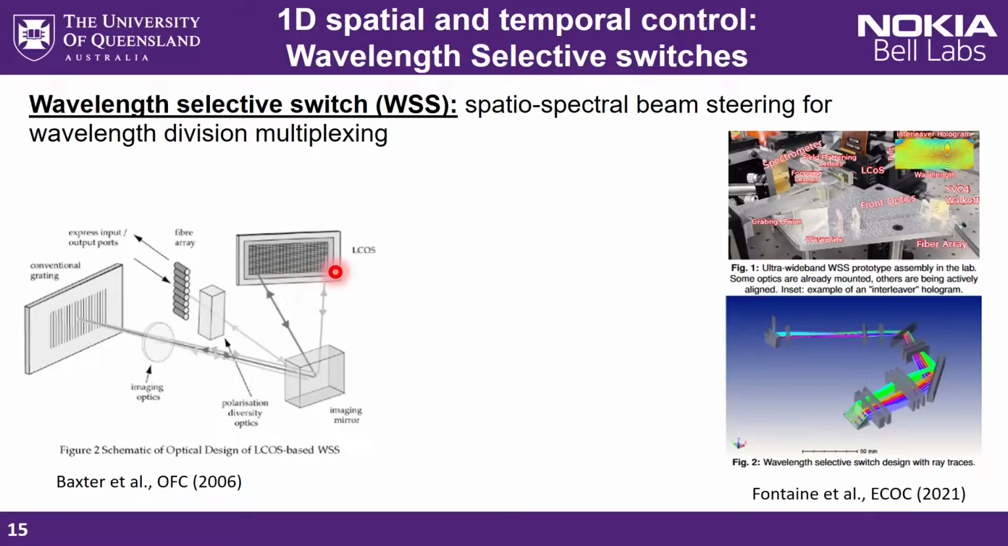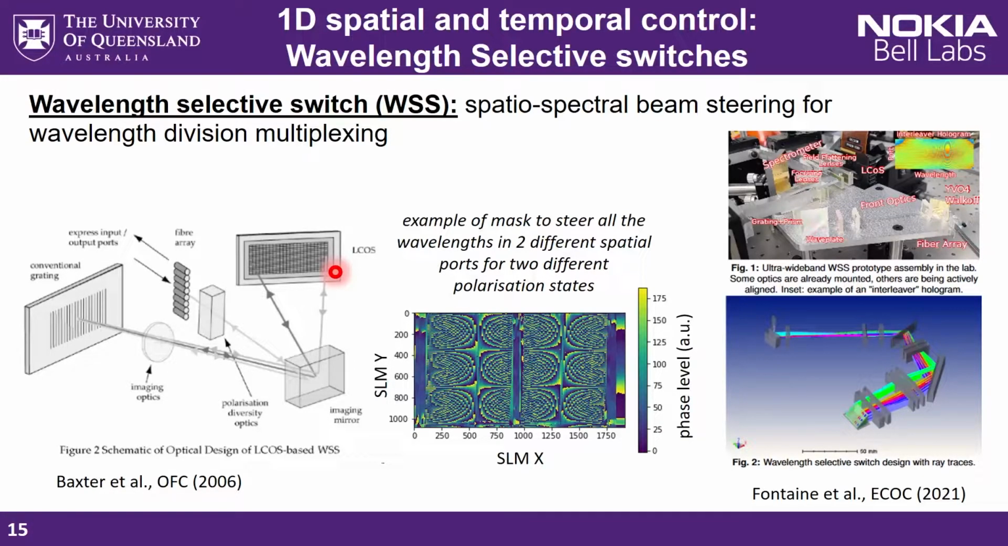Such a method enables specific correlation between the spatial angle and wavelengths, as a tilt is usually displayed on the SLM across the vertical axis, which enables different beam steering for different wavelengths. So for instance, here in this mask, the two polarization states can be split on the left and the right side, and all the wavelengths, which are split across the x-axis, are steered here with different angles to the different ports of the fiber array.